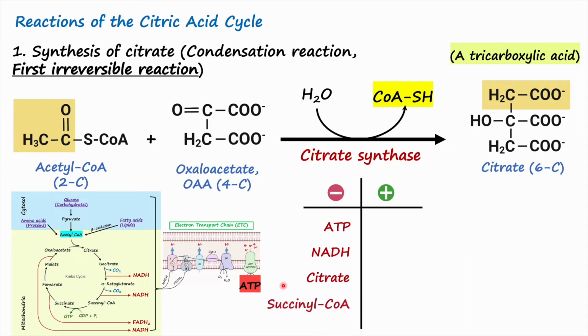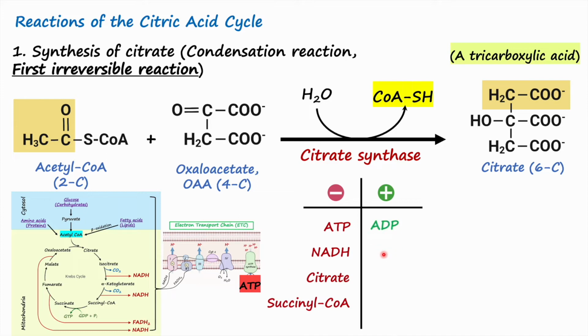Now last is the succinyl coenzyme, and succinyl coenzyme is the downstream product of citric acid cycle, and that itself can inhibit citrate synthase enzyme. So these are all the inhibitors of citrate synthase enzyme. Now let's talk about the activators.